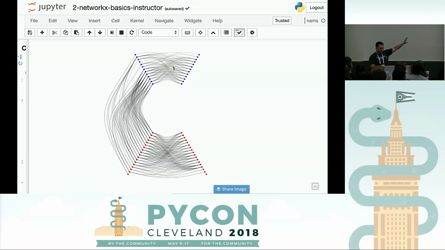So visually on the 2D plane, we can visualize the intra-group connections and the inter-group connections, right? And we can see some of the guys are really popular with the girls and so on, et cetera, et cetera. Okay, so everybody all right with that? All good with that.